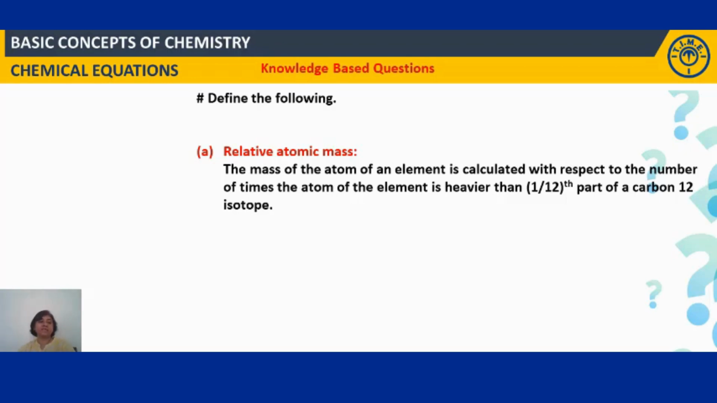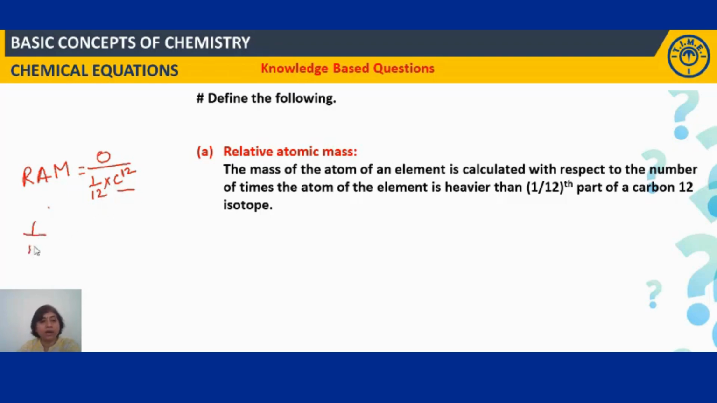Okay, first let me explain it. When we are saying something relative, relative means what? Always a comparison. What we are doing? We are comparing. That means like the mass of an oxygen atom, we are comparing how many times it is heavier than 1/12th of carbon 12 isotope. That's why it is relative atomic mass.